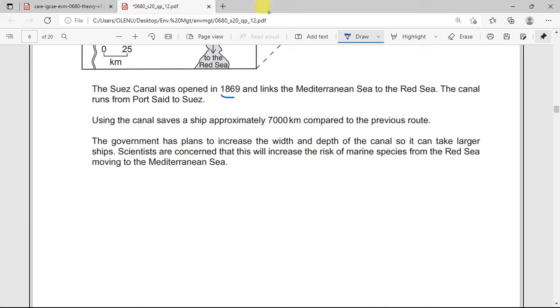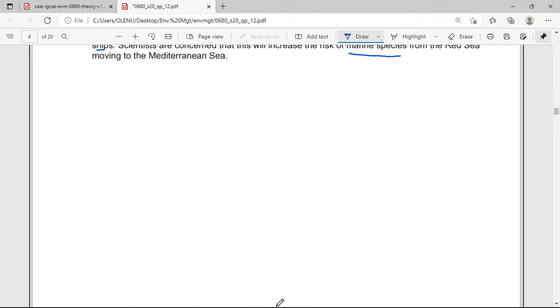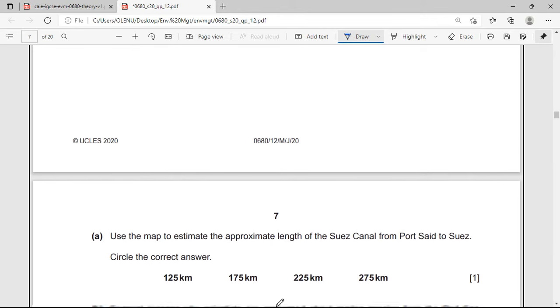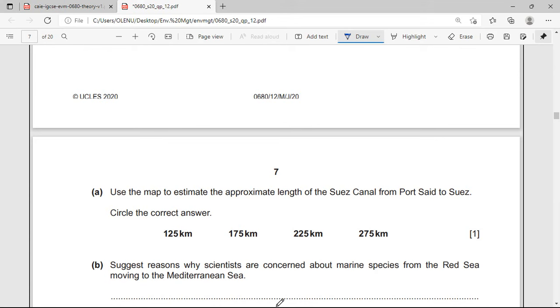Using the canal saved ships approximately 7,000 kilometers compared to the previous route. Now the government has planned to increase the width and depth of the canal so it can take larger ships. Scientists are concerned that this will increase the risk of marine species from the Red Sea moving to the Mediterranean Sea. So, what question is attached to this text? Now, they said use the map to estimate the approximate length of the Suez Canal from Port Said to Suez. You should circle the correct answer.